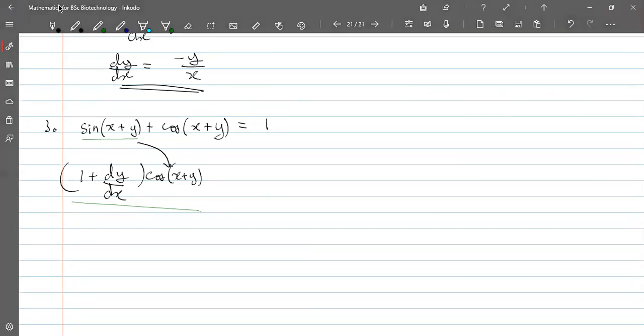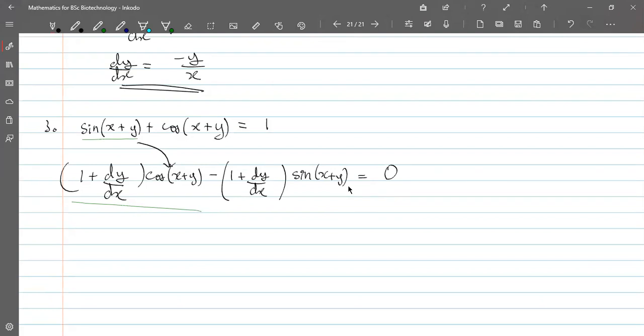So similarly, what will be the next term? You should get differentiation of cos is minus sine. First you get minus sine of x plus y, multiplied by derivative of x plus y, which is again 1 plus dy by dx. Equal to right hand side, constant differentiated becomes 0. How did we apply chain rule here?